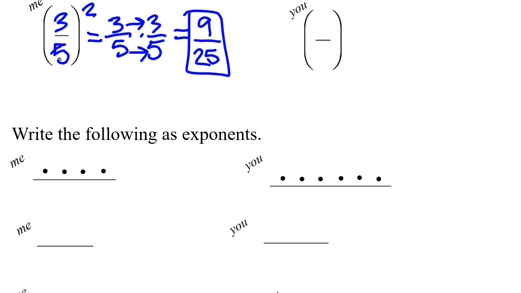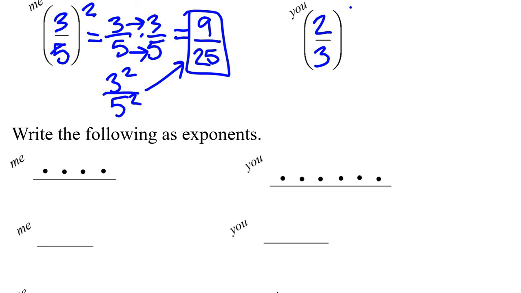Notice that 3/5 squared ends up being the same as 3 squared over 5 squared. So that's just something to remember for later, that 3/5 squared ends up being the same as 3 squared over 5 squared.